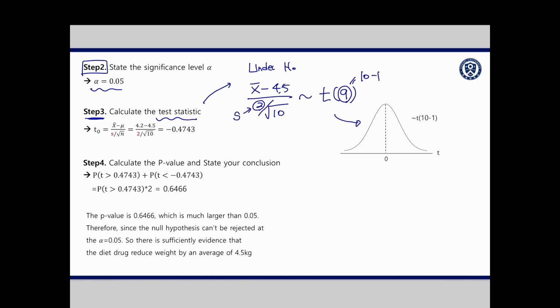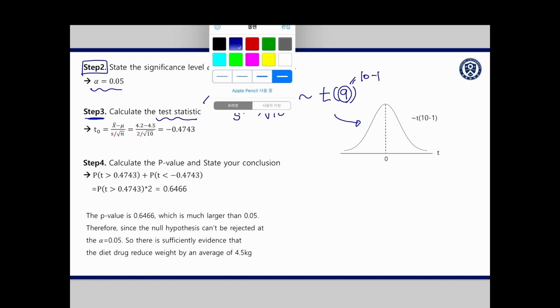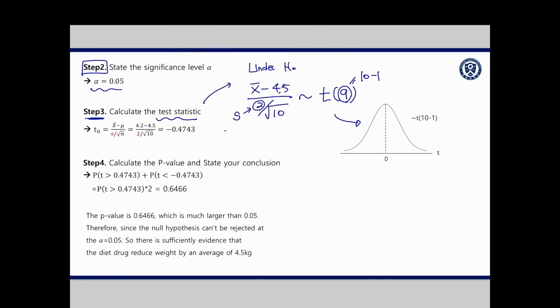So in this case, we calculate the test statistic for the given sample mean. The sample mean is 4.22 kilograms. So the test statistic T0 is 4.22 minus 4.5 over 2 divided by the square root of 10, which equals minus 0.4743.